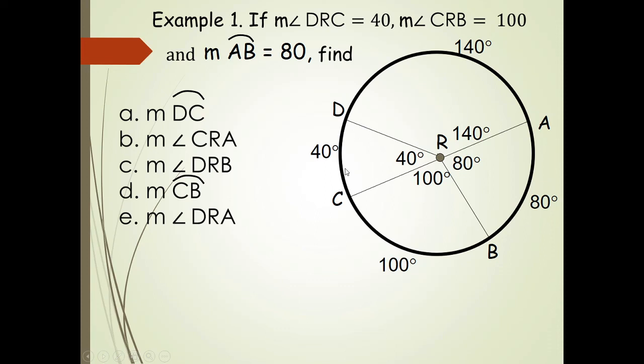So, the measure of arc DC is 40. Angle CRA, dahil semicircle siya, is 40 plus 140 is 180. And then, angle DRB, dahil meron na ako ditong 140 plus 80, so that's 220 degrees. O, diba? Mas madali. And then, arc CB, nasan siya? Ito, sa baba. Kitang-kita, diba? So, it's 100. And then, measure of angle DRA, kitang-kita, it's 140. So, it's easier to find the measure of the missing angles and arcs using that procedure.